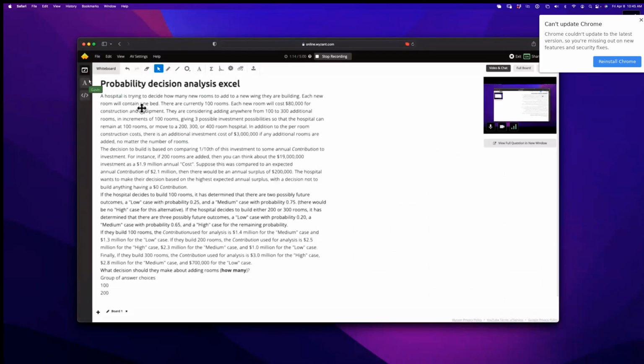Okay, so what we have is a hospital that's trying to decide how many new rooms to add to the new wing they're building. Each new room will contain one bed. The hospital already has 100 rooms. Each new room will cost $80,000, which will cover construction and equipment. They're considering adding anywhere from 100 to 300 additional rooms, and we won't consider in-between amounts. We'll just add either 100, 200, or 300.